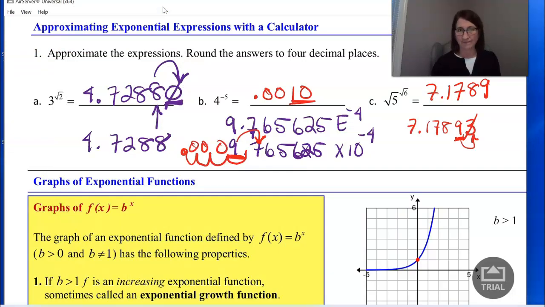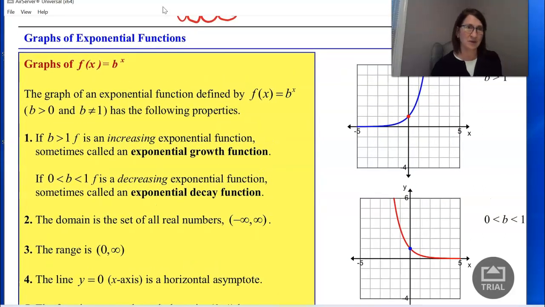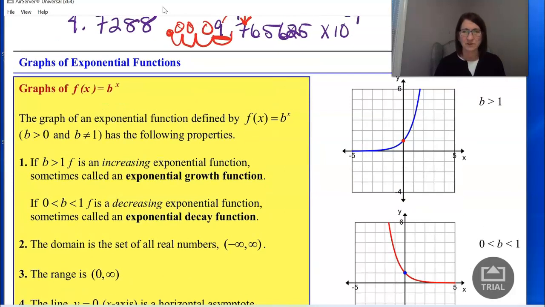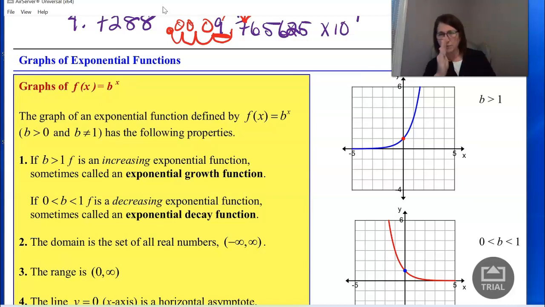All right, let's now move on. So you know how to put these into your calculator. Now let's move on and look at our graph of exponential functions. You can see with our top graph to the right, if you're looking from left to right, it kind of swoops up. That's what your blue one looks like. The red one, if you're going from left to right, kind of swoops down like a slide.